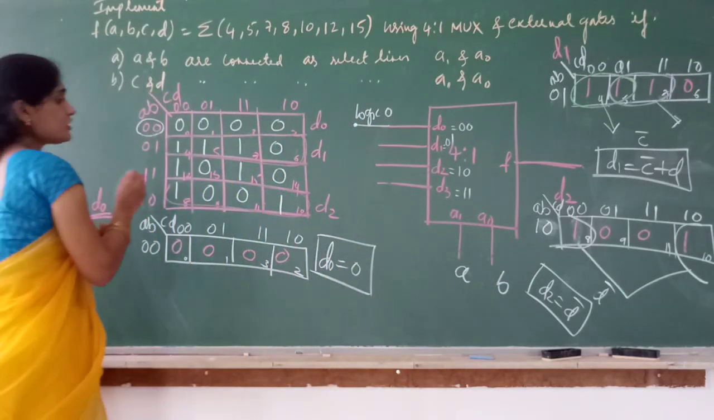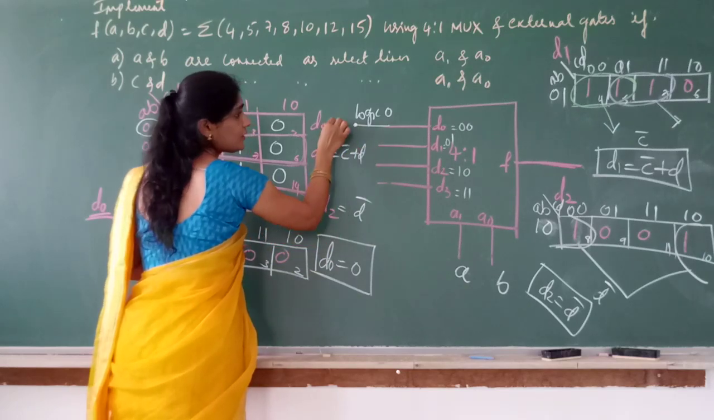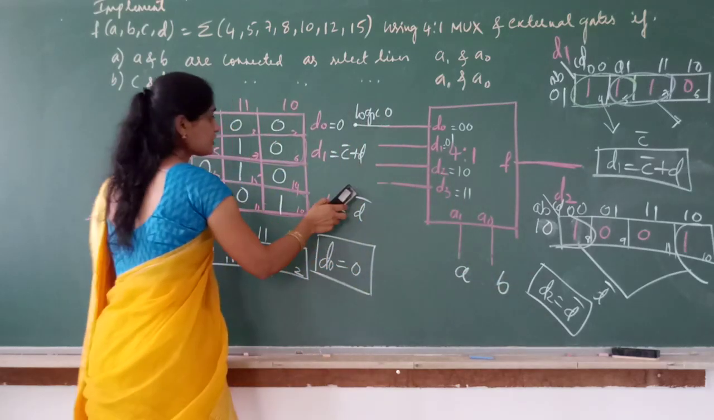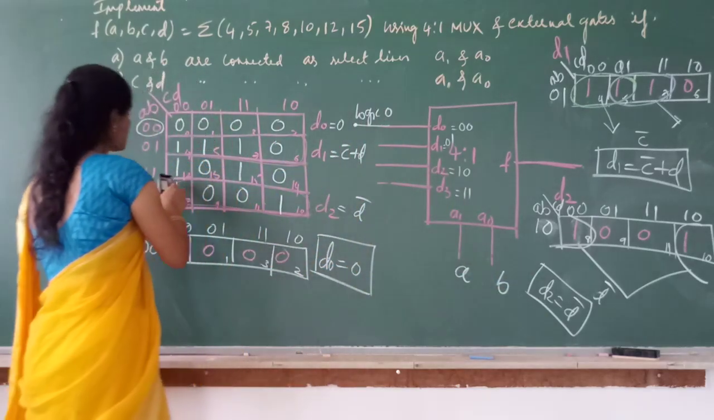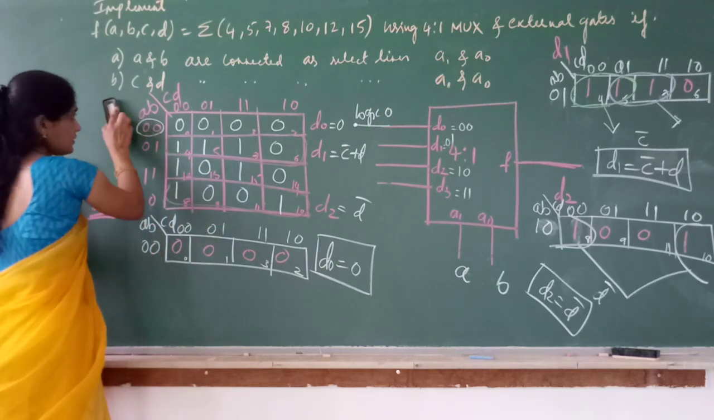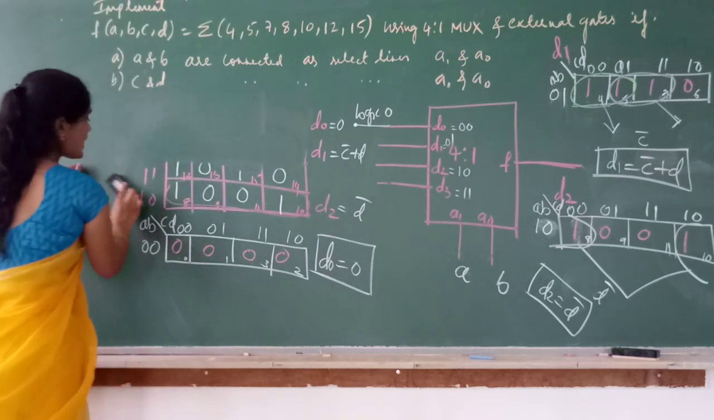Okay, so D2 is D bar, D1 is C bar plus D, D0 is 0. You can connect here. Okay, we'll write the circuit. Now what is D3? D3 is 1 0 1 0. I'll erase this. D3 is 1 0 1 0.